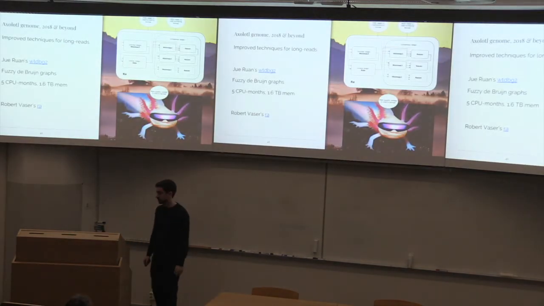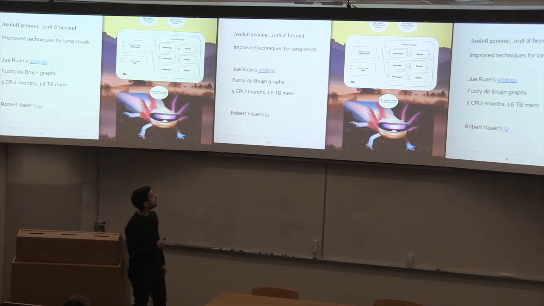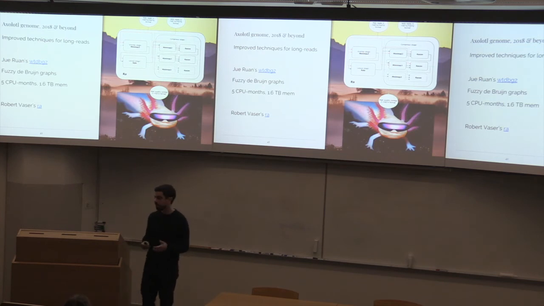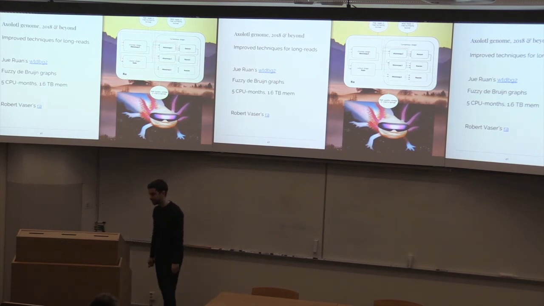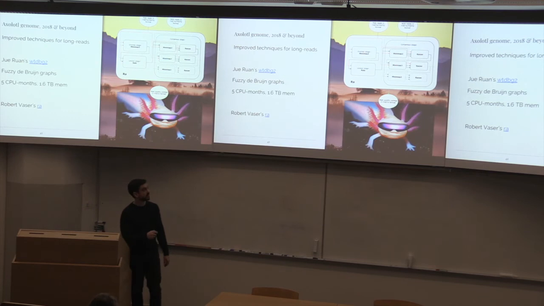So what's next? In 2018 and beyond, if you wanted to assemble a large genome using long reads, I'm guessing there are going to be many more improved assembly techniques which will come out. Two of them have been appearing in the last month in terms of preprints and GitHub repositories. One of them is WTDBG2. That's a mouthful, which uses a notion of fuzzy de Bruijn graph, which I don't understand very well yet. And it can assemble an axolotl using reasonable resources.